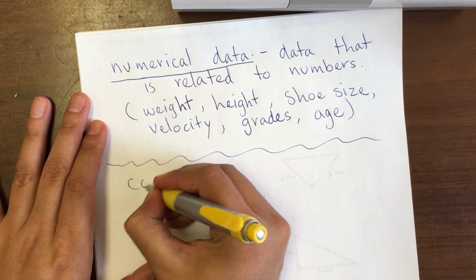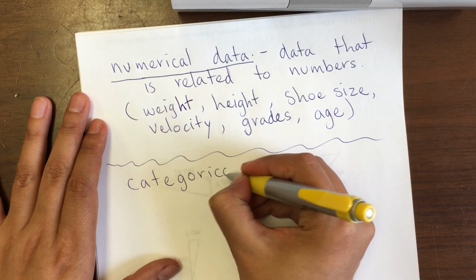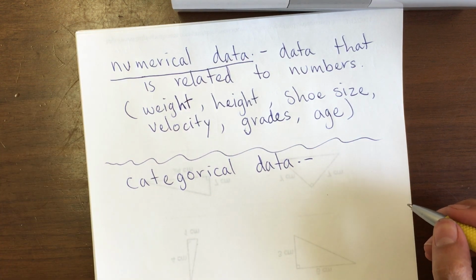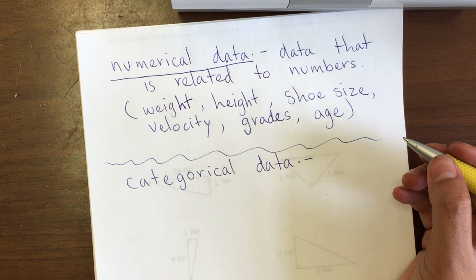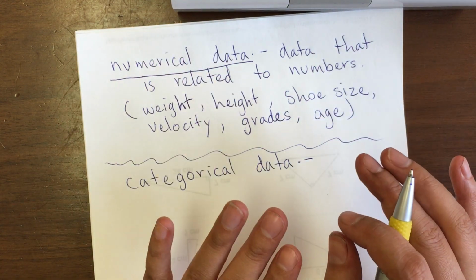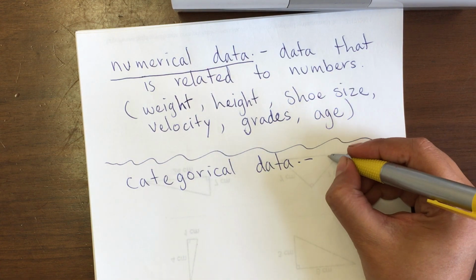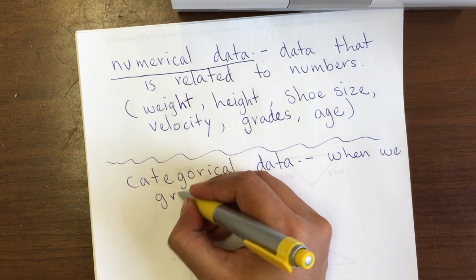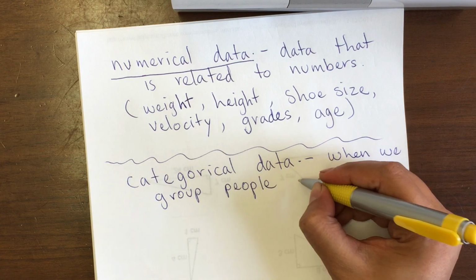And there is also categorical data. And categorical data refers to when people are grouped by certain categories, and you'll understand more when I give you the examples. When we group people into categories.